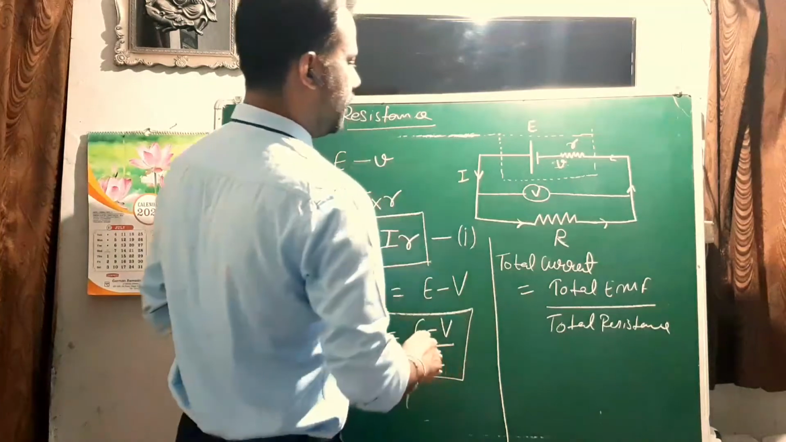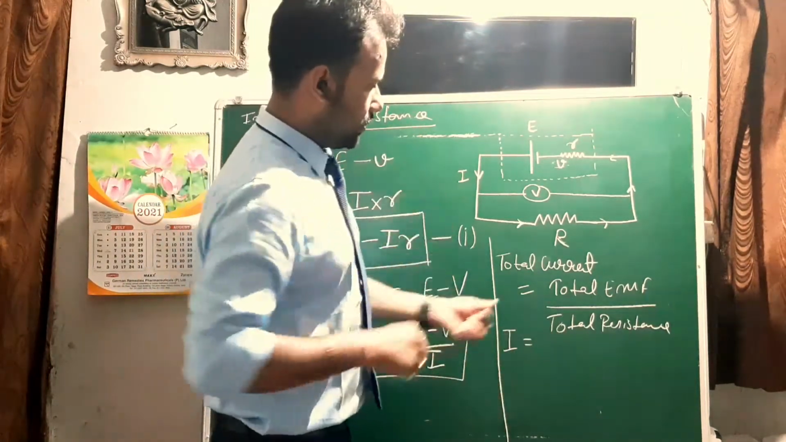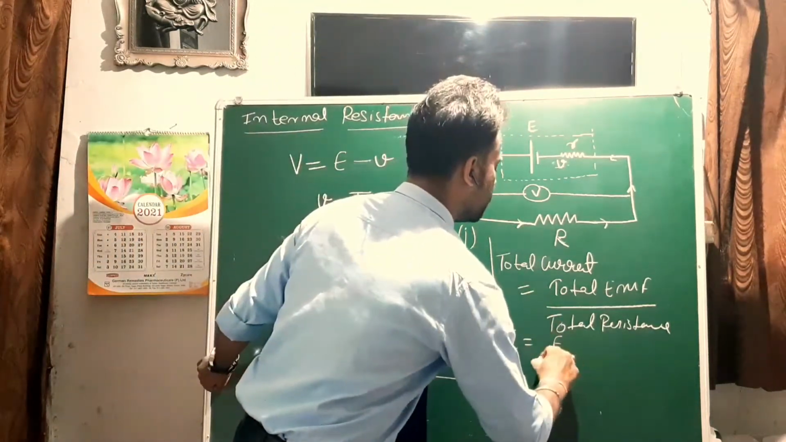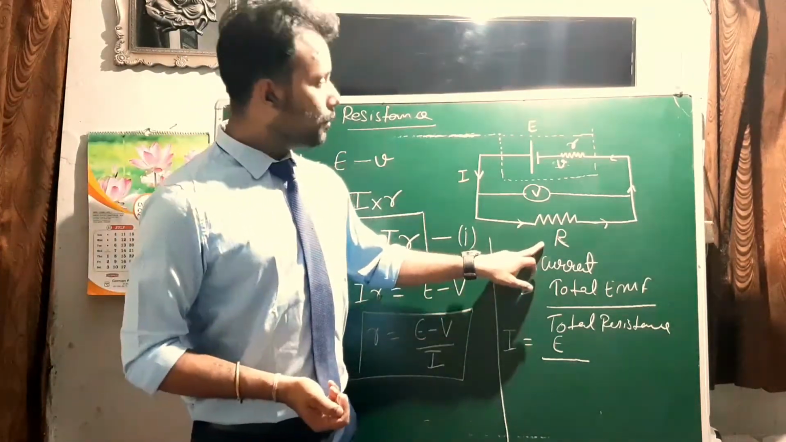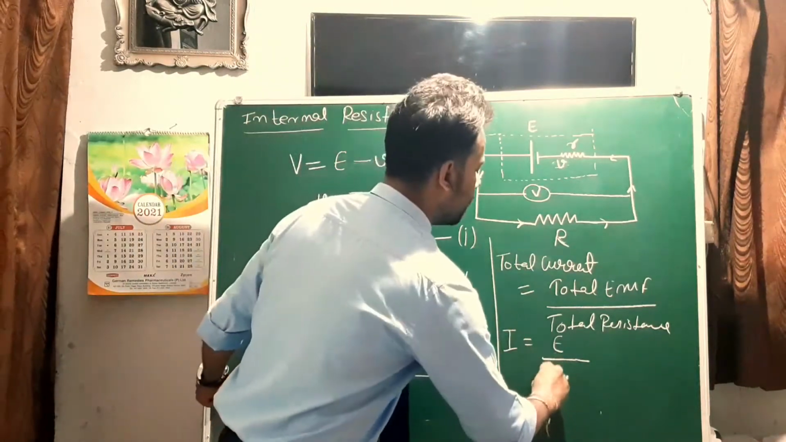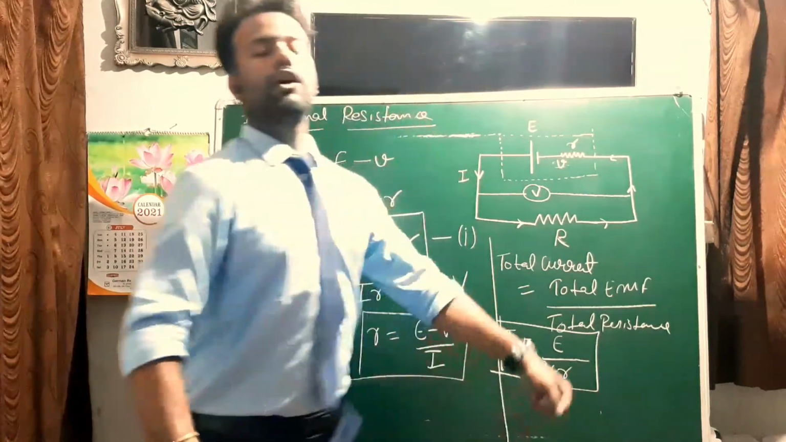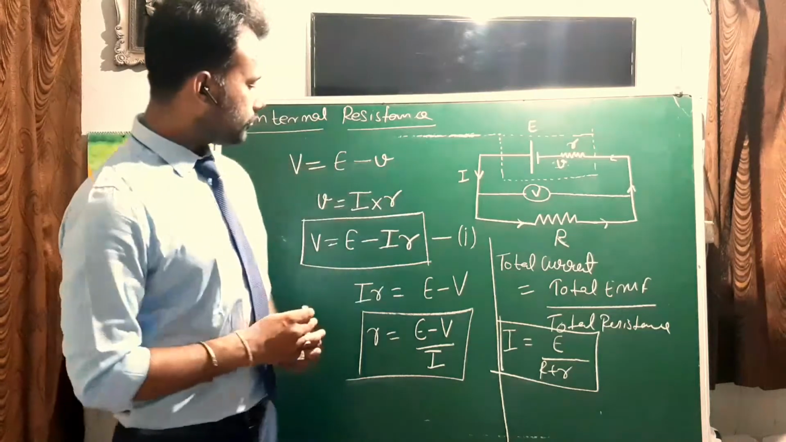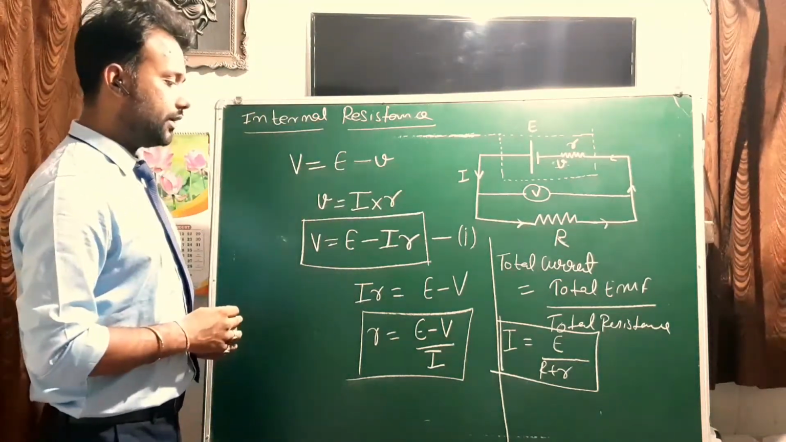What will be the value? Total current I equals to, what is total EMF? So EMF is basically E, and upon total resistance, the resistance is basically R plus small r. Internal resistance plus external resistance, that is R plus r. So this is the value of the total current flowing through the cell. So please memorize these formulas, it is very, very important.